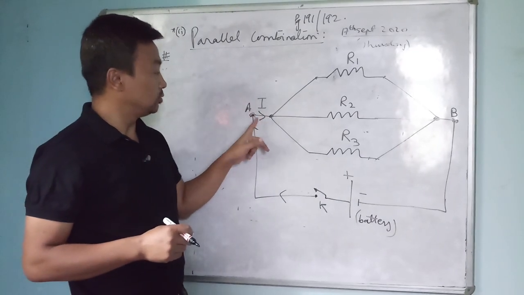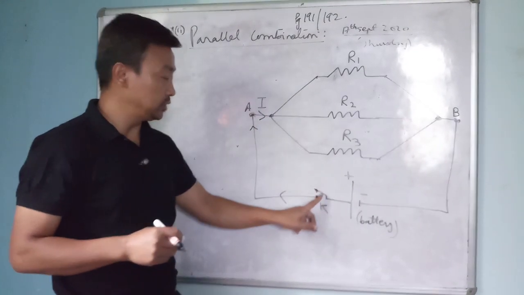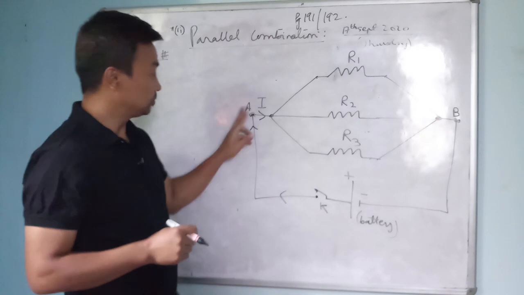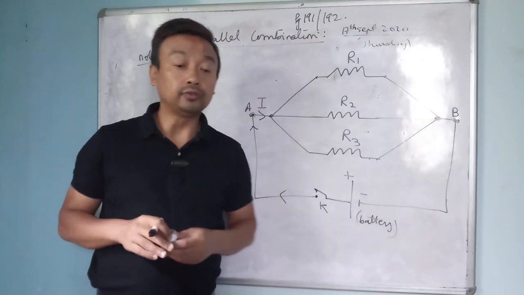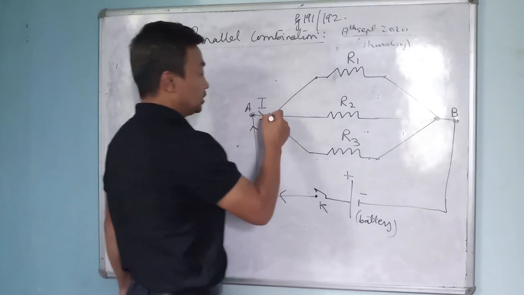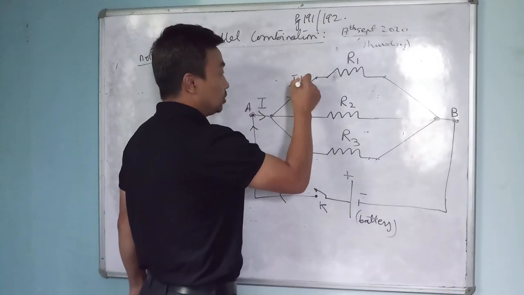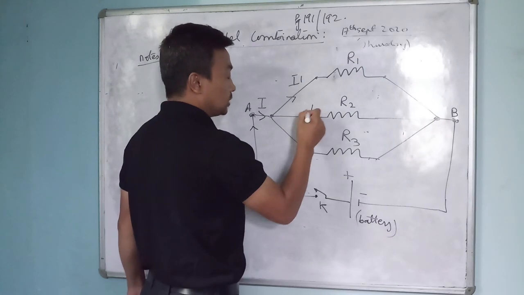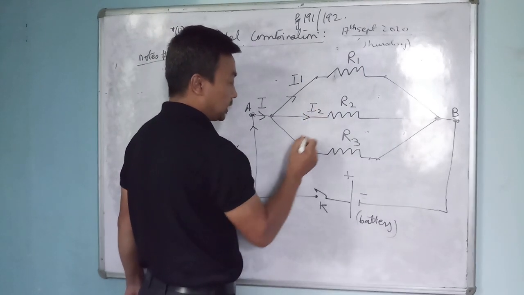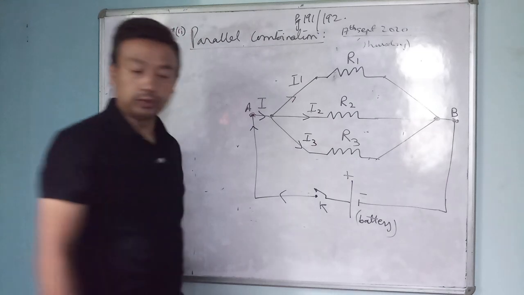When the current which is coming from the battery after the circuit is closed reaches the point A, then it will divide into different segments. So see, the current will split up. It will go I1 because I have taken the R1. The same will go there I2, and it will go there I3.